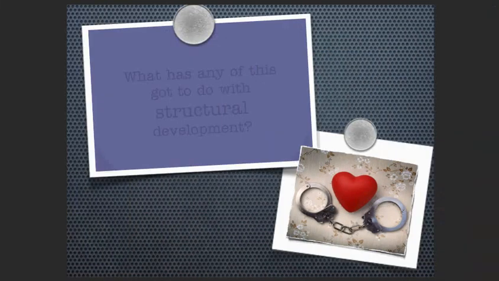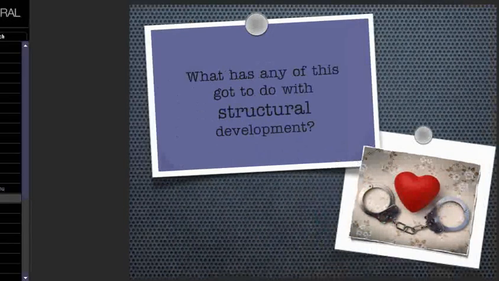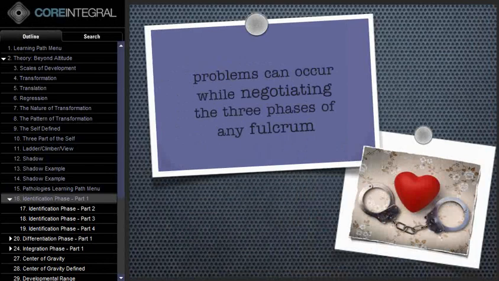Now, you might be wondering what any of this has got to do with structural development? Well, the answer is as follows. For a variety of reasons, problems can occur while negotiating the 3 phases of any fulcrum. Each potential problem, each misstep that occurs while negotiating the steps between rungs of the ladder, can result in the generation of shadow symptoms. As a simple example, recall the section on the level line fallacy.